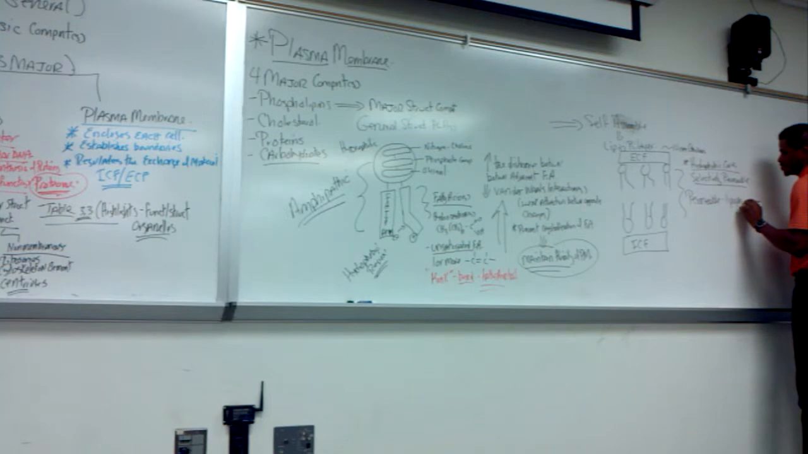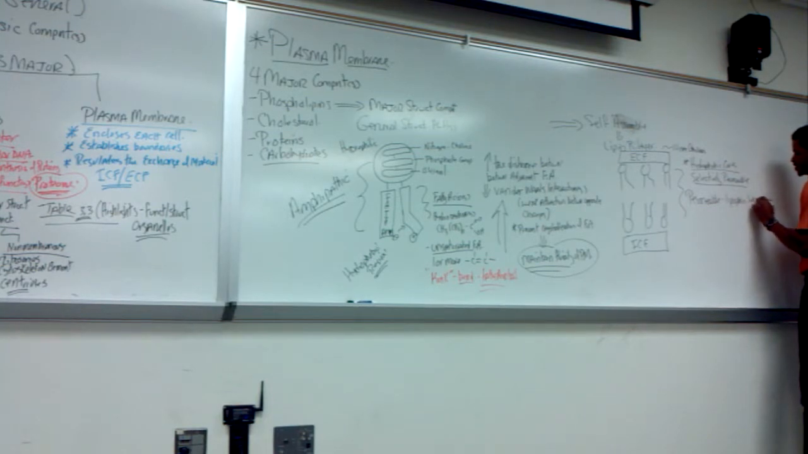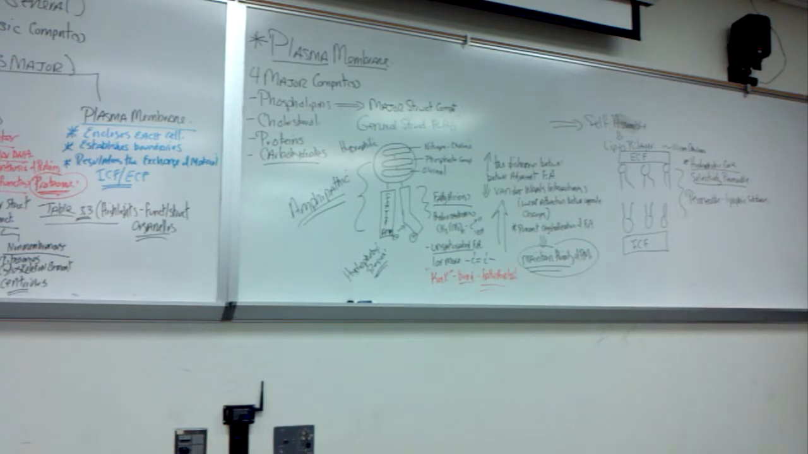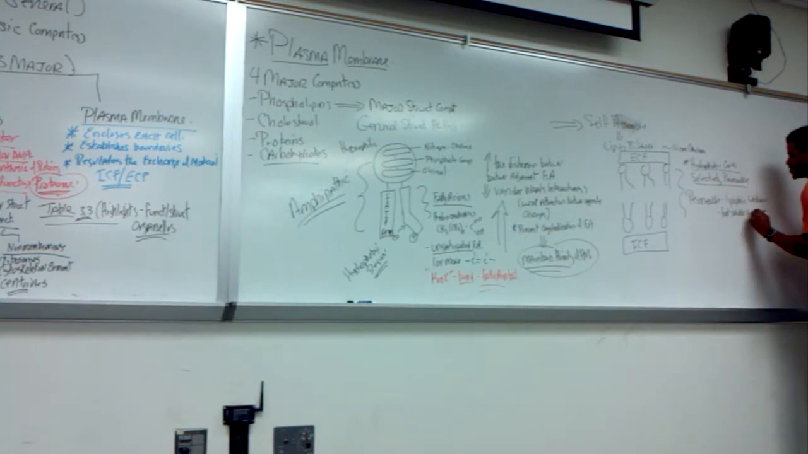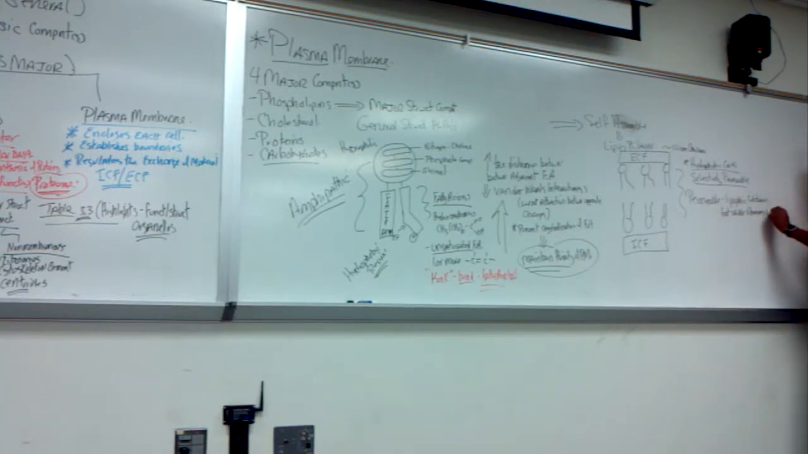So hydrophobic or non-polar molecules can readily enter and exit the plasma membrane. So lipids can gain access directly into the cell. This also includes fat-soluble vitamins such as vitamin A, D, E, and K. Because they're fat soluble, they can readily interact with the core of the plasma membrane.